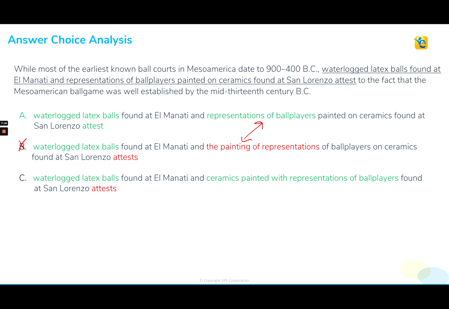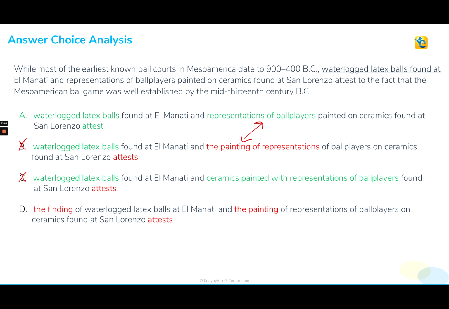Let's take a look at choice C. Again, we have waterlogged latex balls and ceramics painted with representation. So again, structural change, but the meaning is still intact there, but we still have that singular verb attests. So we have that subject-verb error we just discussed in choice B, so we can quickly reject choice C.